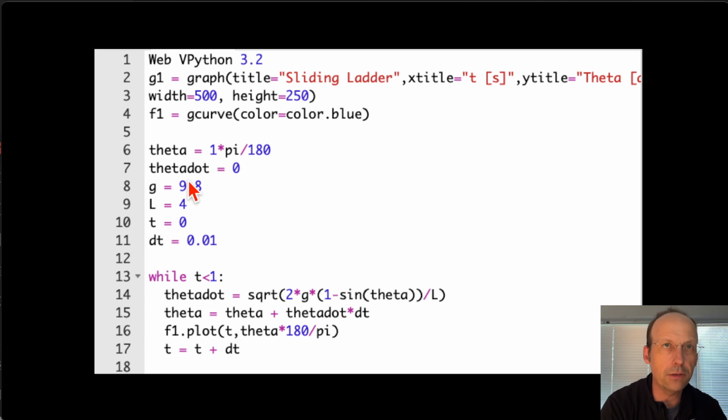And then I don't need g. I do need g, right? Because I have theta dot has g and l. So I need g and an l and t and dt. I put 0.01 seconds. And this is just running for 1 second.